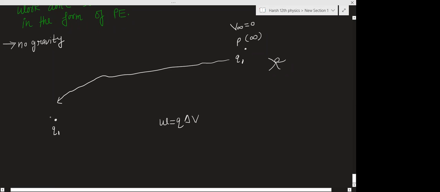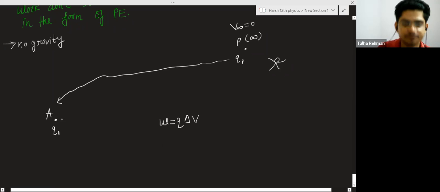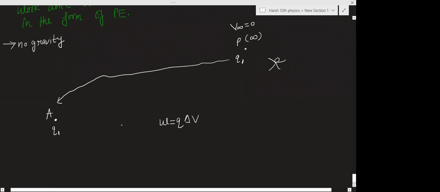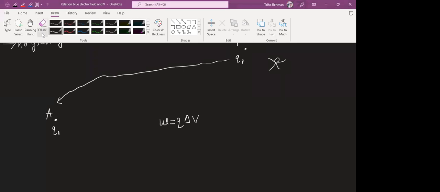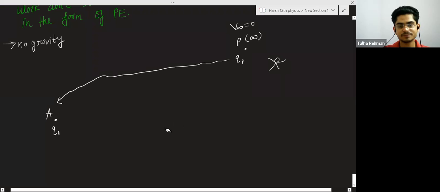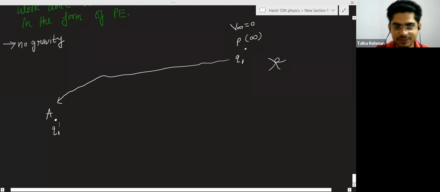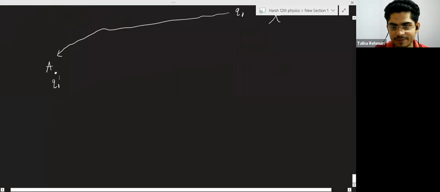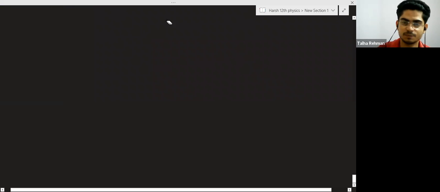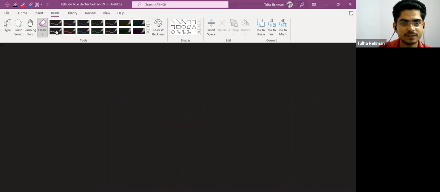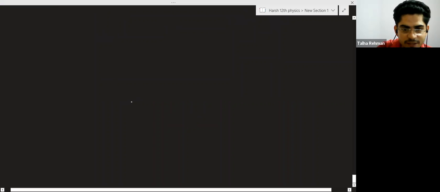And please tell me, what is the potential at point A? Potential due to a point charge is KQ by R. And what is R? Distance. From where will you measure the distance? Suppose we have infinity. Actually, many students get confused. There is nothing here. This is all black portion, and there is only a single charge here.